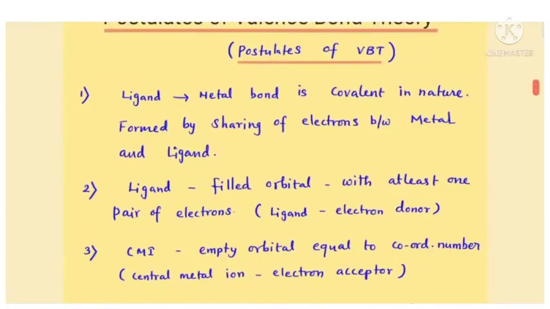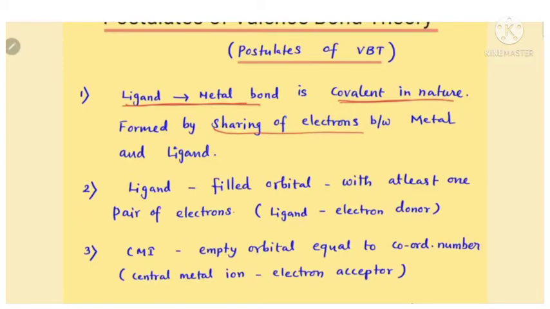You know that in a complex compound, the central metal ion is acting as an electron acceptor, a Lewis acid, and the ligand is an electron donor, a Lewis base, which means that the ligand shares the electron with the central metal ion in such a way that it makes a bond with the central metal ion, isn't it? According to V.B theory, the bond formed between ligand and metal is covalent in nature. So the first postulate says that the nature of bond between metal and ligand is covalent, because this bond is formed by sharing of electron between metal and ligand.